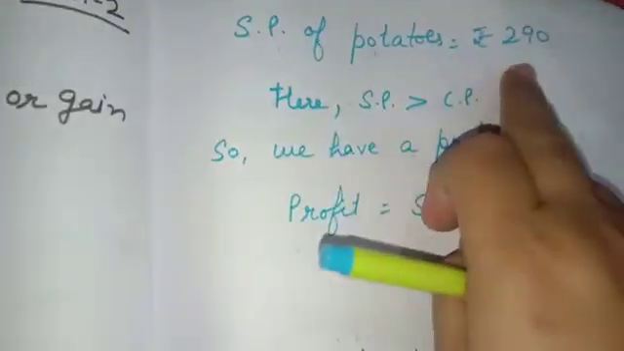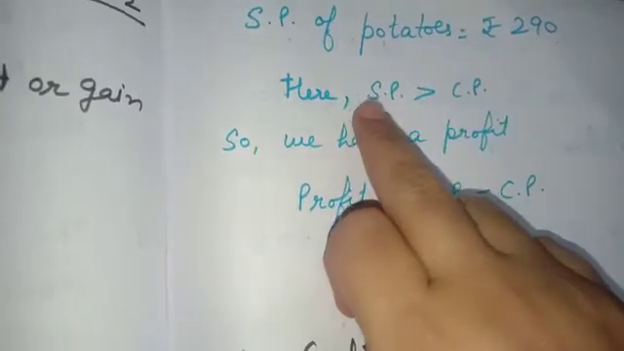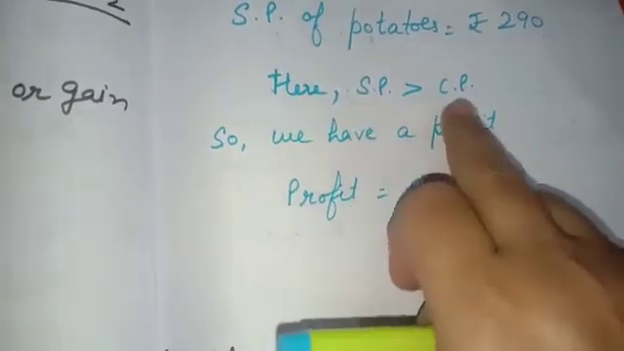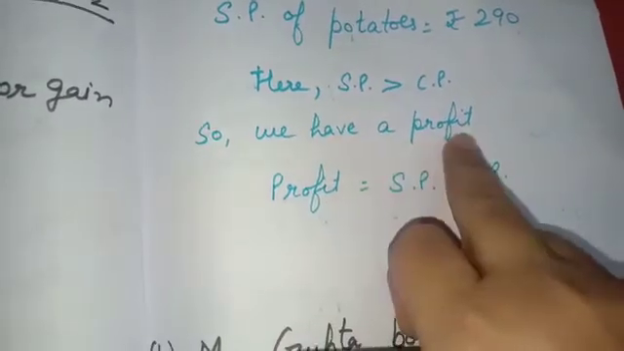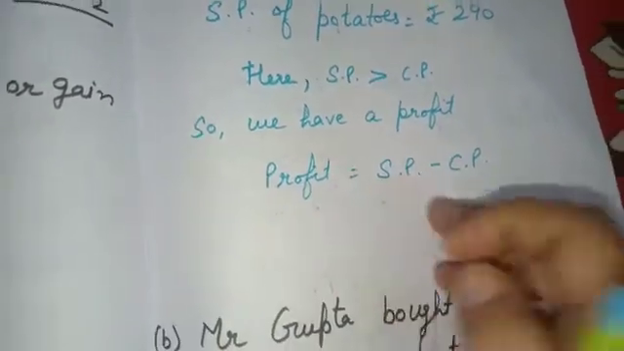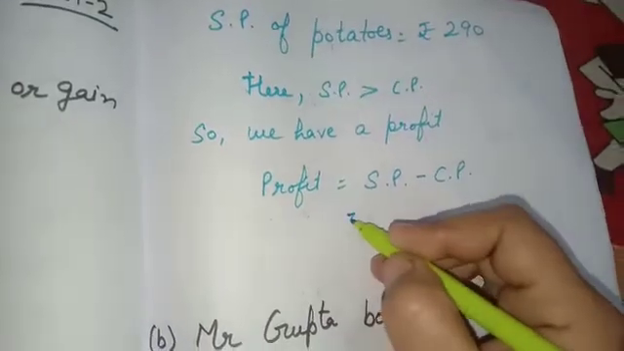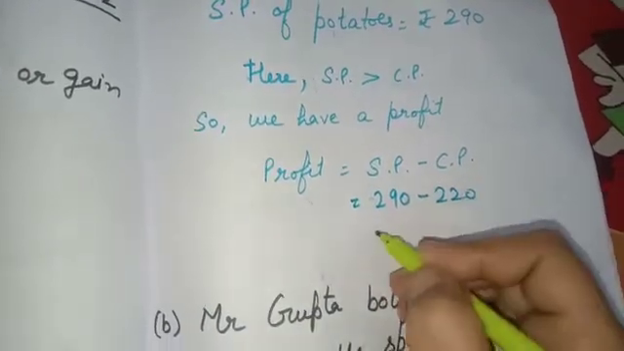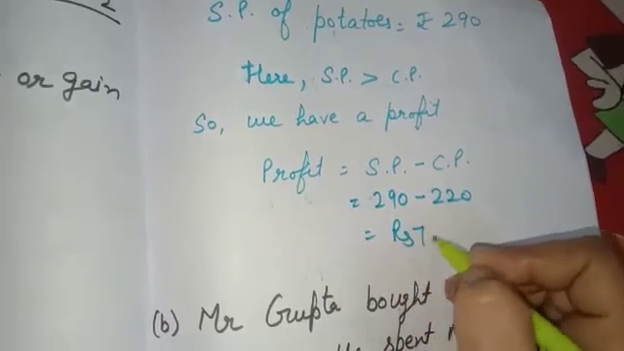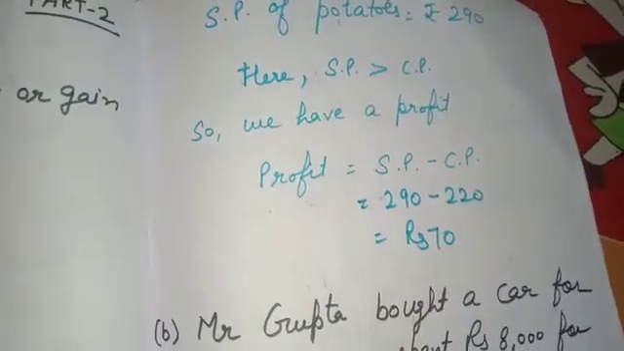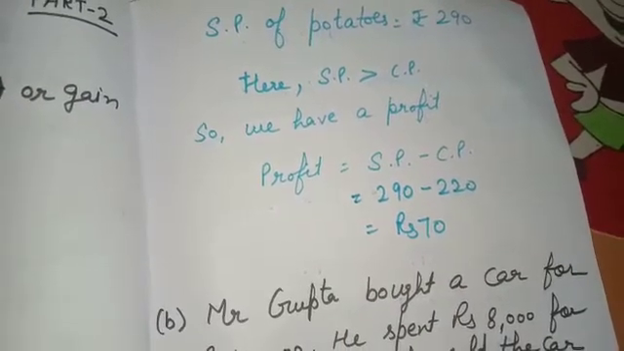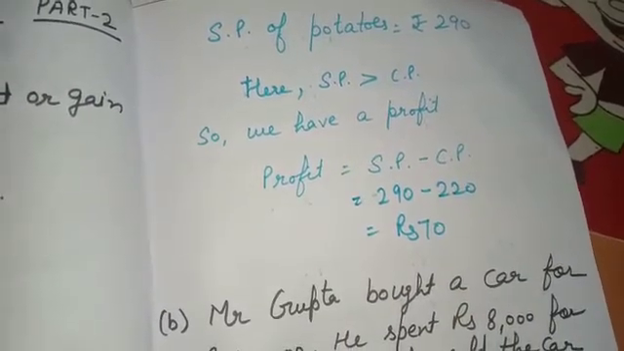And after this, as the selling price of potatoes is given rupees 290, now the same 290 will be compared with 220. Selling price is greater than cost price, so we have a profit. Formula for profit we know, selling price minus cost price. Selling price is 290, cost price is 220, so profit is rupees 70. Only the difference of some small step is here. The remaining question will be the same.